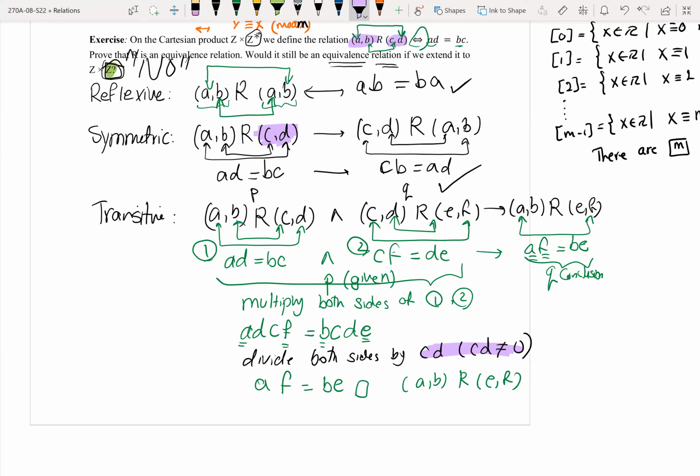Mhm. So let's just check. Your B is not 0 because it's coming from the star. Your D is not 0 because it's coming from the star. The F is not 0 because it's coming from the star. But C can still be 0? Yeah, so then CD can be 0 sometimes.